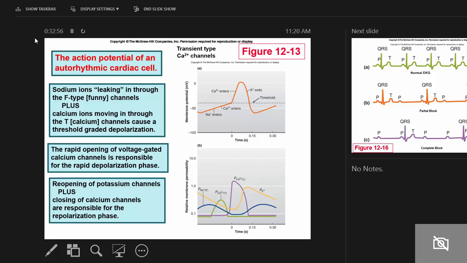All right, so this is the SA node. Now I'm going to superimpose the AV node on top of that. Now the AV node starts off a lot more negative, but the slopes are the same. So what do you see that's different about them, other than the fact that they're starting at different resting membrane potentials?